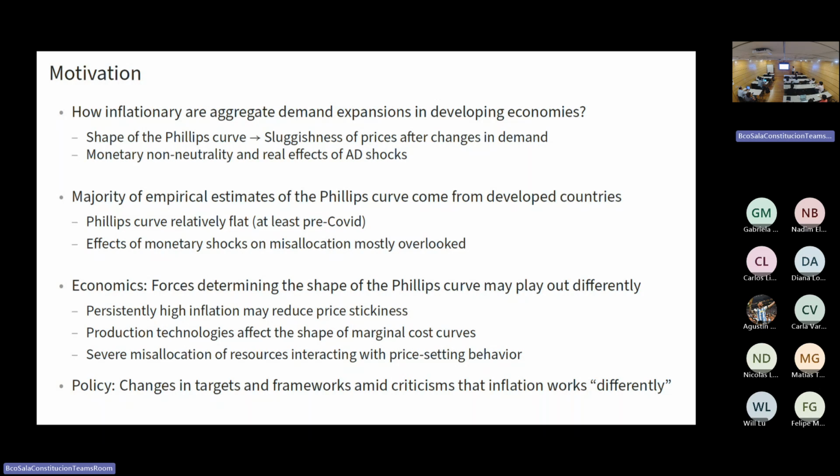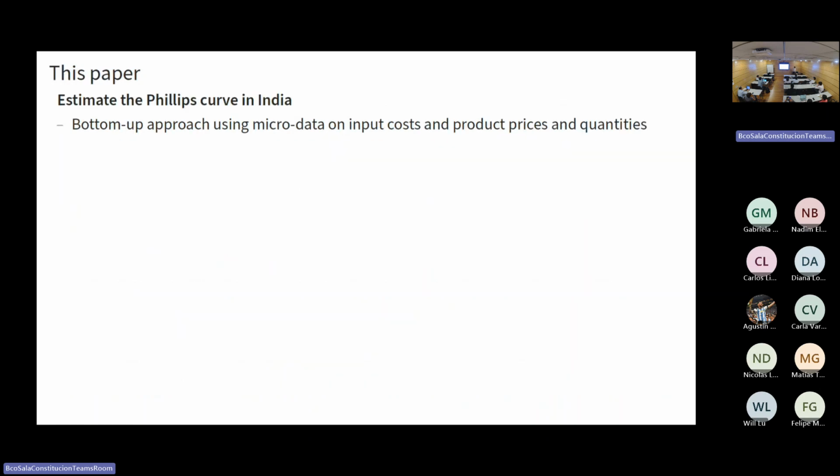And they're going to say something like, there's fiscal dominance in these countries, so the monetary policy authority cannot even control inflation. Maybe the basket of inflation relies very heavily on things like food prices, so the central bank cannot control inflation, and things like that. So we want to contribute a little bit to this discussion.